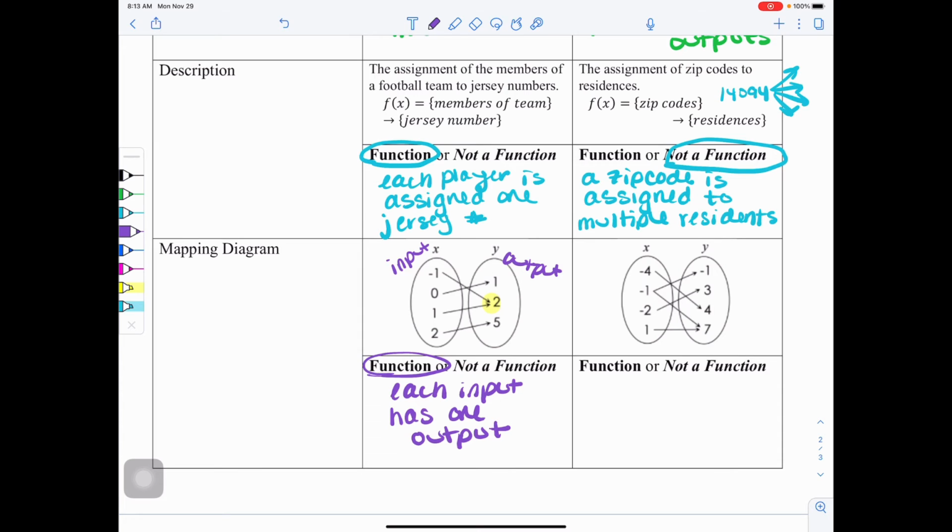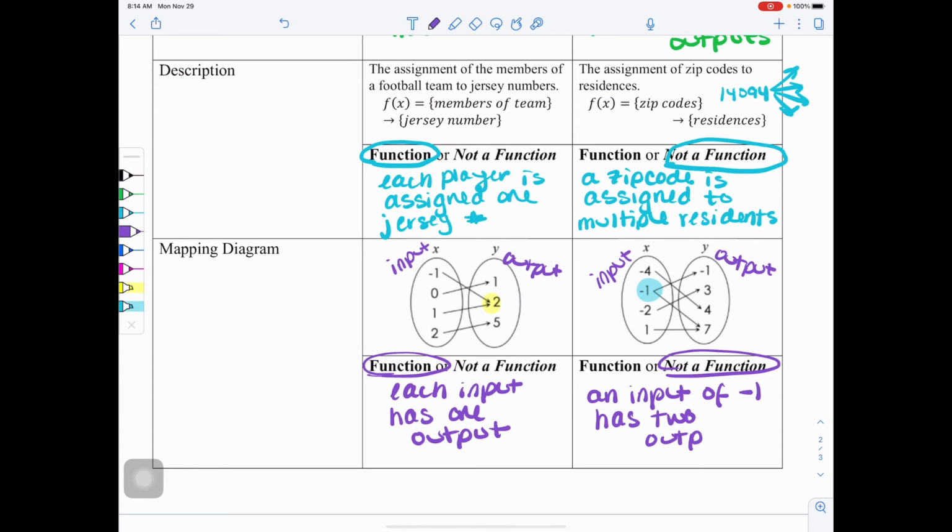When I go to the second one and I look at the input side, which is the x, remember the output is your y, I notice a problem right here at -1. There are 2 arrows coming from it, which means -1 is paired with -1, but also 7. That's not okay. So here, this is not a function, and that's because an input of -1 has 2 outputs.